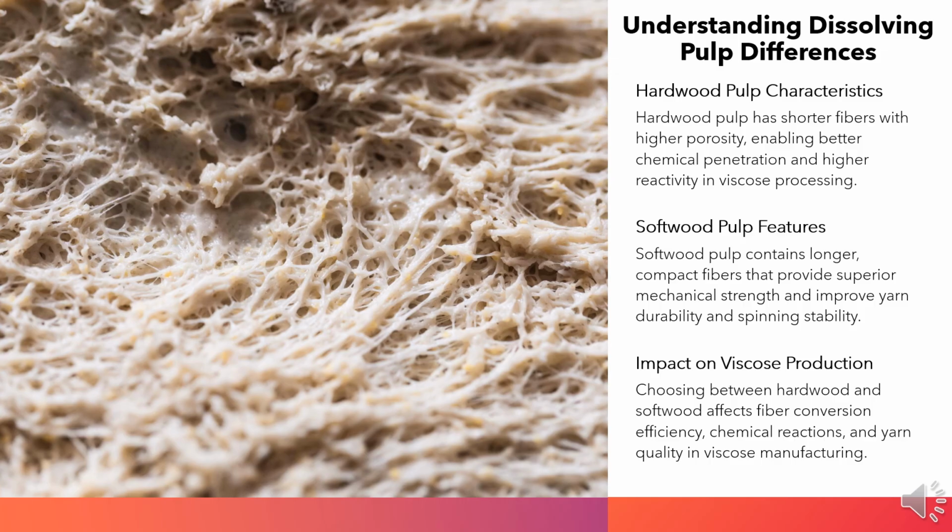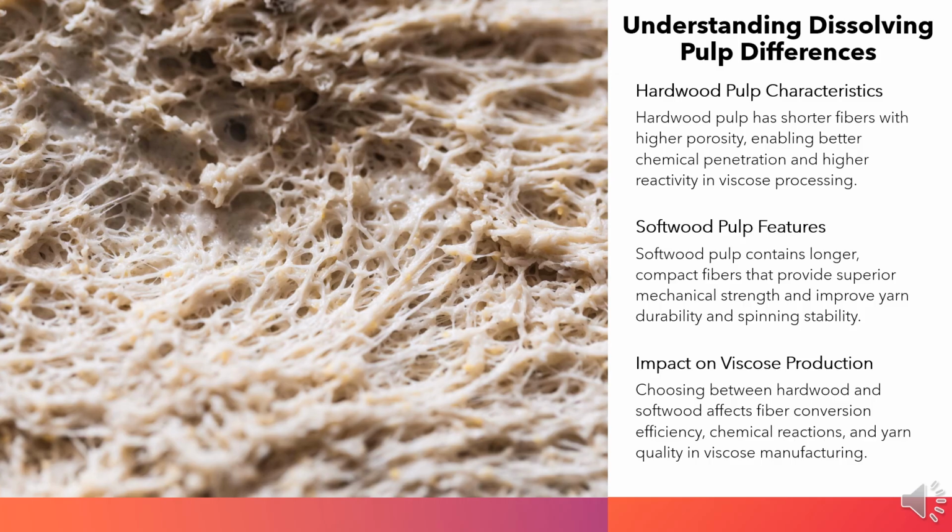Hardwood pulp is derived primarily from angiosperms, broad-leaved species such as eucalyptus and birch, while softwood pulp originates from gymnosperms, including pine and spruce. Understanding these differences is essential for optimizing fiber conversion efficiency, chemical reaction consistency, and yarn quality in viscose plants. Hardwood pulps are characterized by shorter fibers, higher porosity, and better chemical penetration, which make them highly reactive during steeping, aging, and xanthation steps.